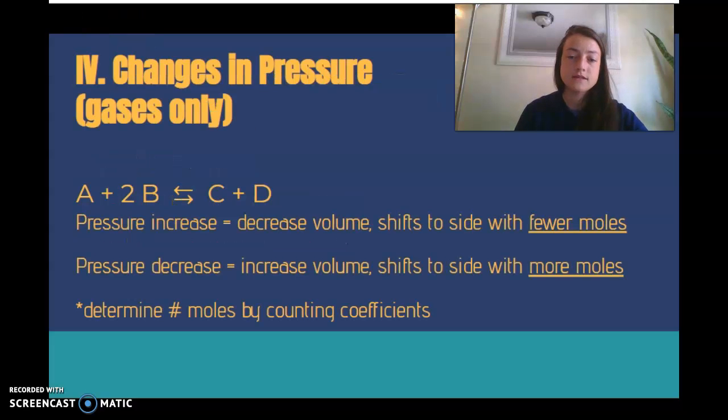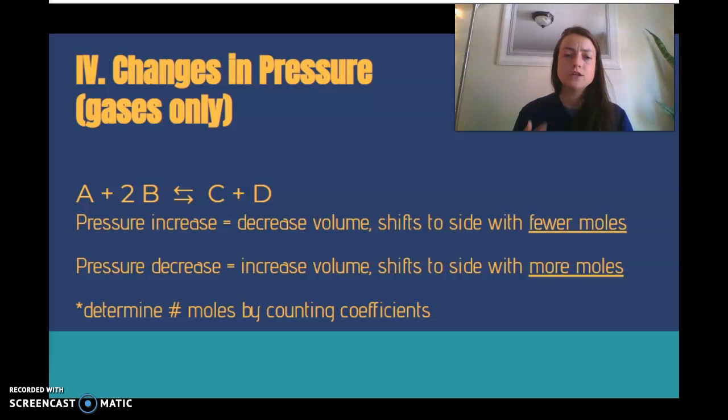All right, our next one is going to be changes in pressure. This is another stressor or disruption to our system, and this is going to occur for gases only. If we're looking at this equation here, now we've added some coefficients: A plus 2B is going to form C plus D. When we're looking at changes in pressure, we're going to look at the total amount of molecules or moles on each side of our equation.